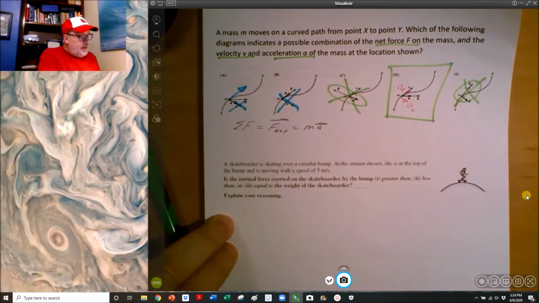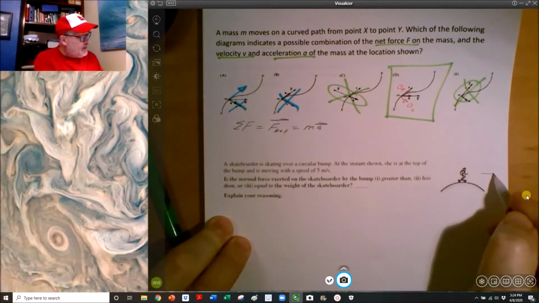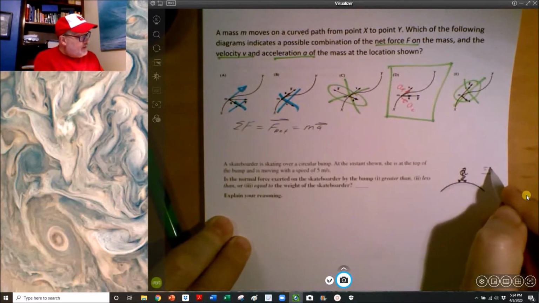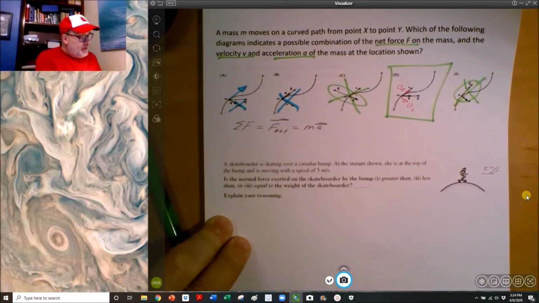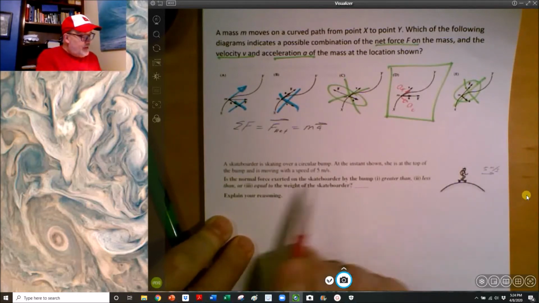A skateboarder is skating over a circular bump. At the instant shown, she's at the top of the bump and moving with a speed of 5 meters per second. So that is to the right with a velocity of 5 meters per second. Is the normal force exerted on the skateboarder by the bump greater than, less than, or equal to her weight?